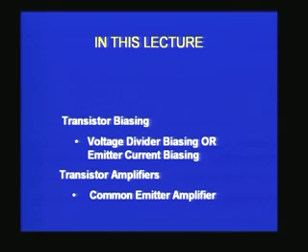Now in this lecture we will try to look at one other very important biasing scheme, which is called the voltage divider biasing or emitter current biasing. We will also perhaps be able to see the basic principle of a simple RC coupled amplifier made use of common emitter configuration of a transistor.